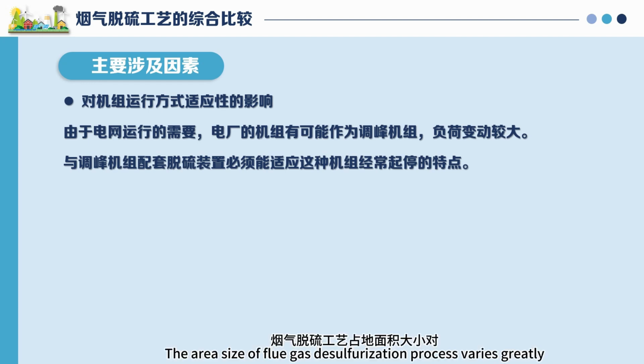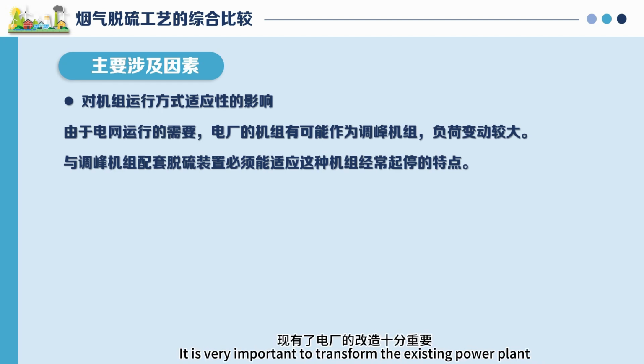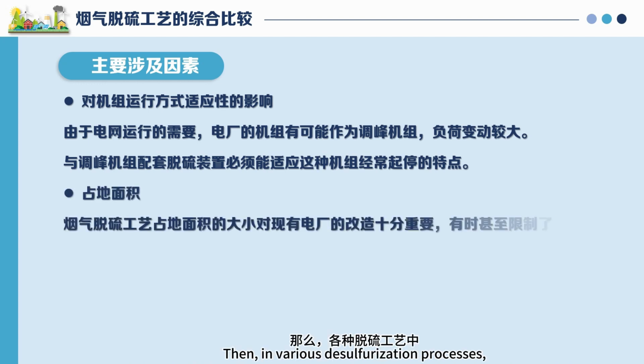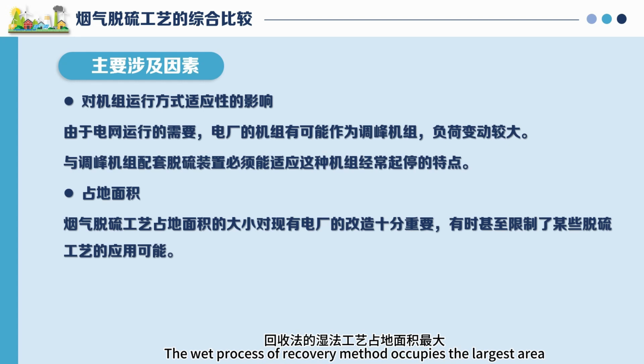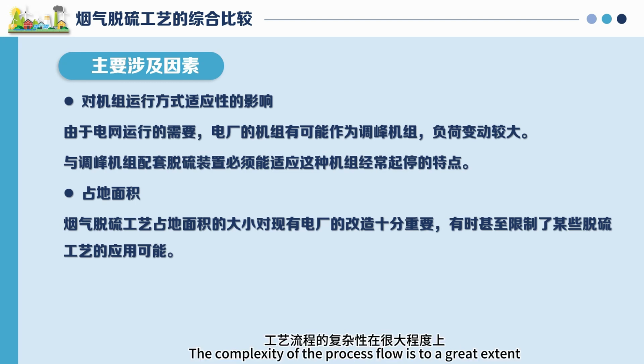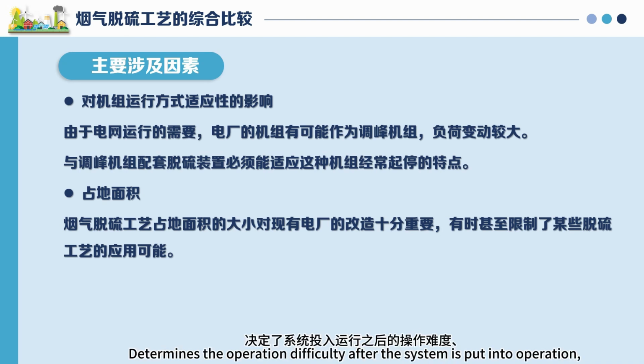The area size of flue gas desulfurization process varies greatly. It is very important to transform the existing power plant. Sometimes it even limits the application of some desulfurization processes. Then, in various desulfurization processes, the wet process of recovery method occupies the largest area. Semi-dry process is the second, and dry process is the smallest. Process and complexity. The complexity of the process flow to a great extent determines the operation difficulty after the system is put into operation.